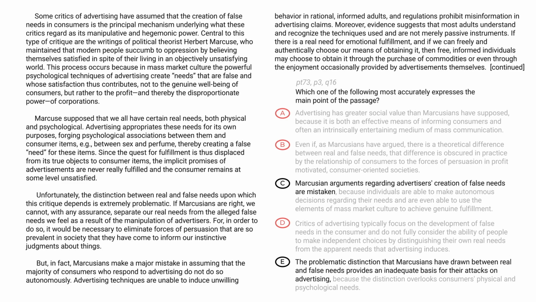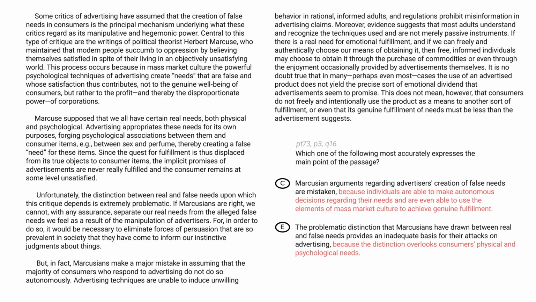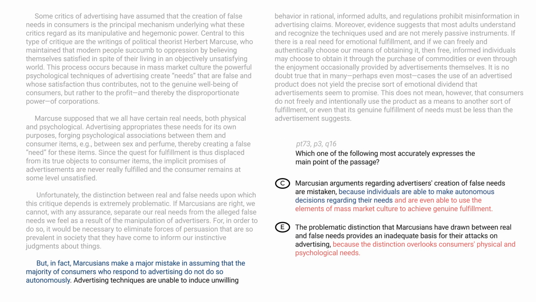Now that we know both main clauses have that good challenge position vibe, we want to check on the actual supporting reasons each answer is given. C is saying one of the reasons they're wrong is because individuals can make autonomous decisions, which matches up really well with one of our two most valuable sentences, and because people could actually use products to achieve fulfillment. There was language like that at the end of the fourth paragraph. With E, we're saying that the distinction is overlooking physical and psychological needs, but it's not. When we check the text, Marcuse thinks we have real physical and real psychological needs. So, looks like we can settle on answer choice C.